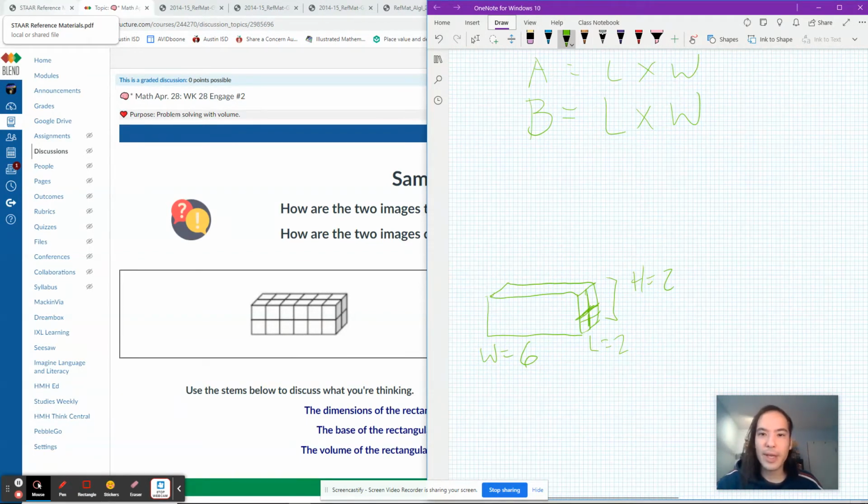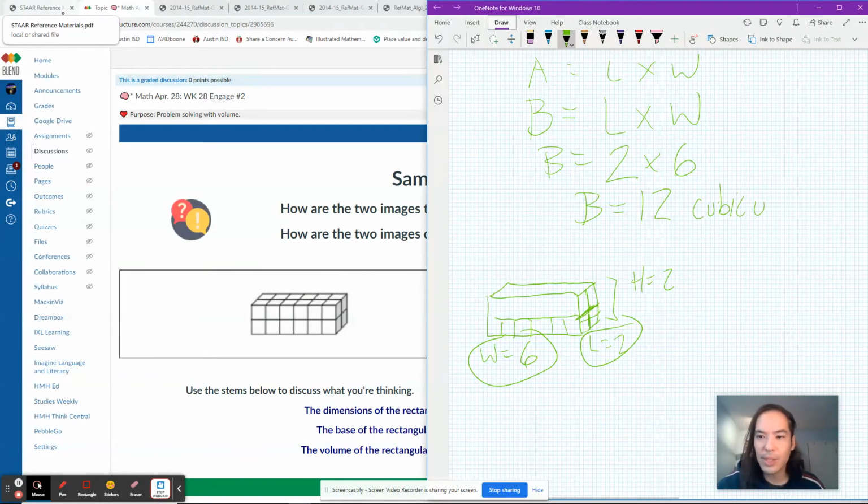So right now, to find the base, I'm going to multiply the length times the width. So the length is 2. The width was 6. So my base is 2 times 6. My base is 12 cubic units.